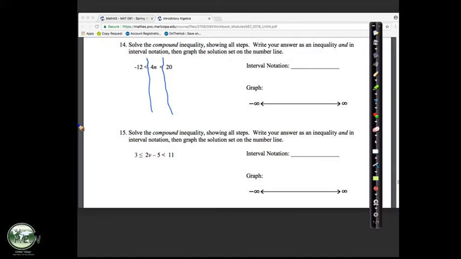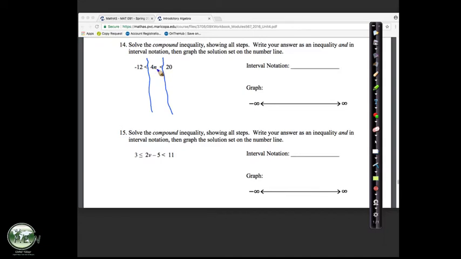So remember when we had an equation, we had an equal sign. Whatever we did to one side, we did to the other, right? This is really the same thing, except instead of just having two sides, a left and a right, we have three sides: a left, a right, and a middle, okay? But the goal is still the same. We want to get the letter, the variable, by itself.